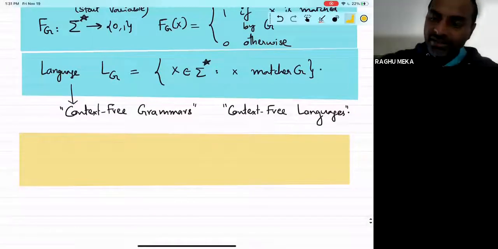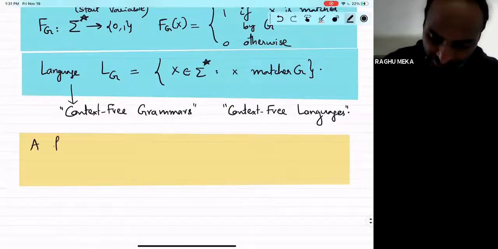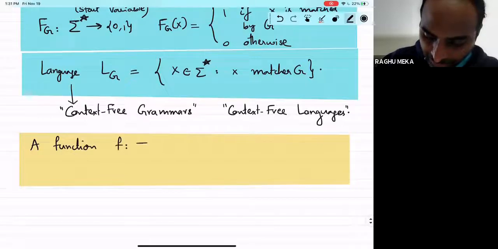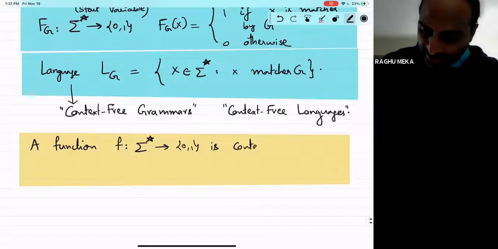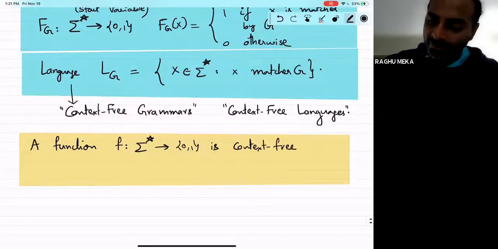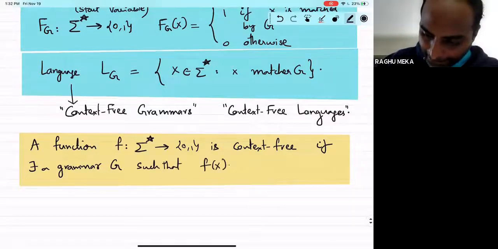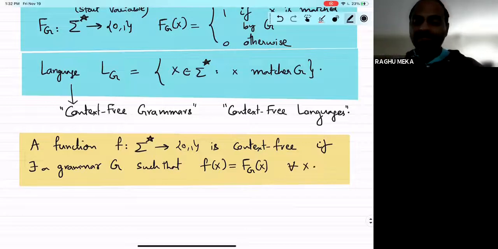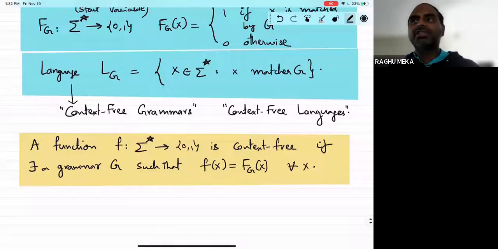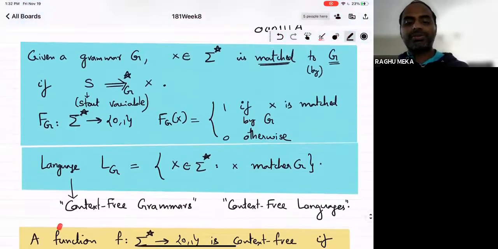Okay. And finally, we have a computational model now. So a function f from sigma star to {0, 1} is context free if there exists a grammar G such that... So just as we said, a function f was regular if there was a DFA such that the DFA computed exactly that function, we say a function is context free if there is a grammar which computes that function. Okay, so we introduced a completely new model of computation now.